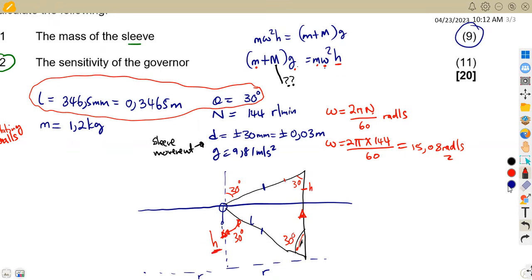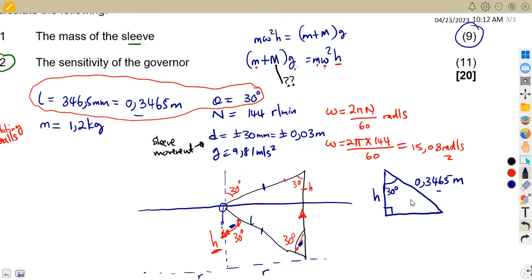Okay, from this diagram, we can see that if we are to reduce this diagram into a simpler right angled triangle like this, this is our length of the arm, which is 0.3465 in meters. This angle is 30 degrees. This angle is the same as this. I'm going to take this one on top. So this is your 30 degrees here. This is your height h. So you want to calculate this height h, and you have this side.